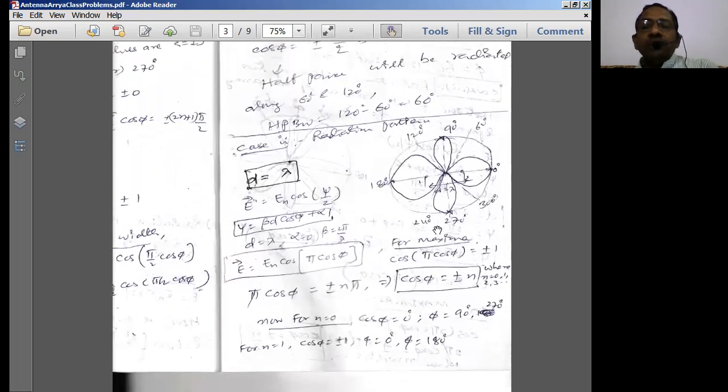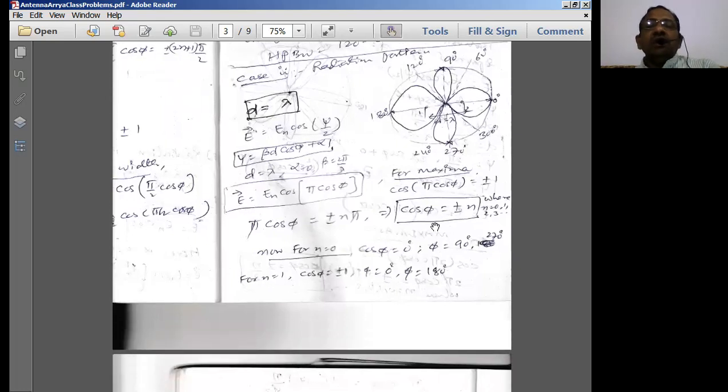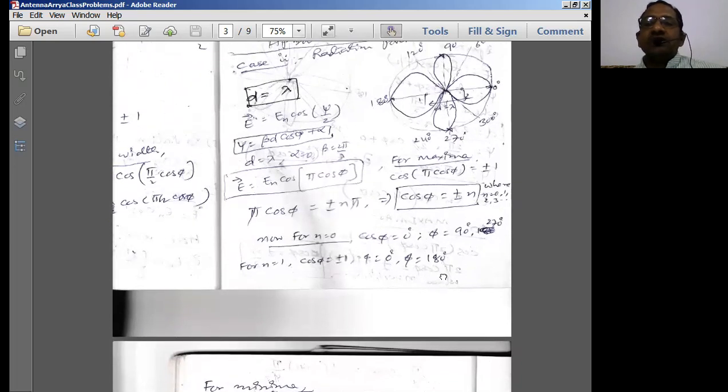Now the same problem is extended for D is equal to lambda. When D is increased from lambda by 2 to lambda, the radiation patterns are also going to get increased. So this is the radiation pattern for D is equal to lambda. Let us see how it has increased.